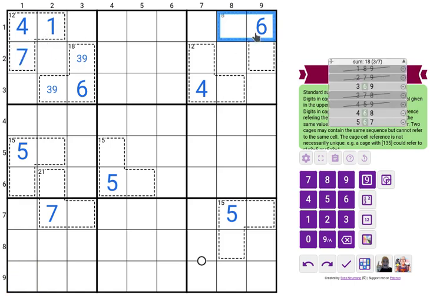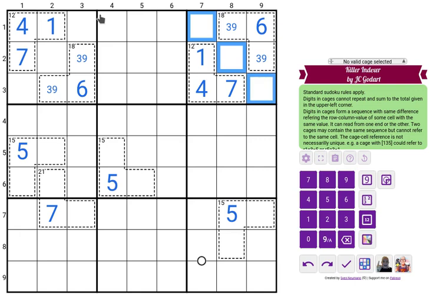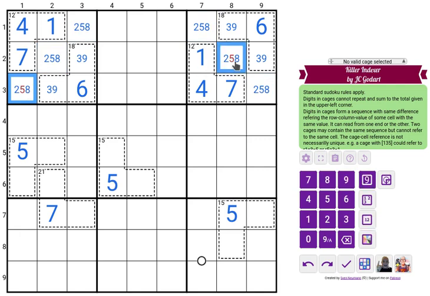Now for these two cages it's the same sum. So this is 1, 7 and 3, 9 here, leaving 2, 5, 8. No 5 here.